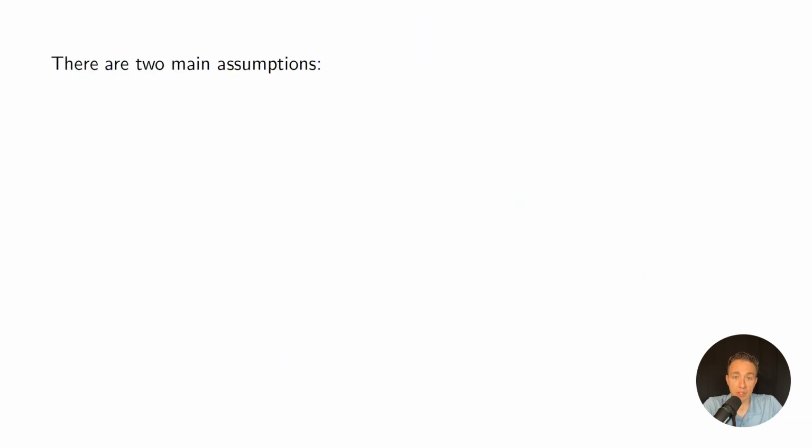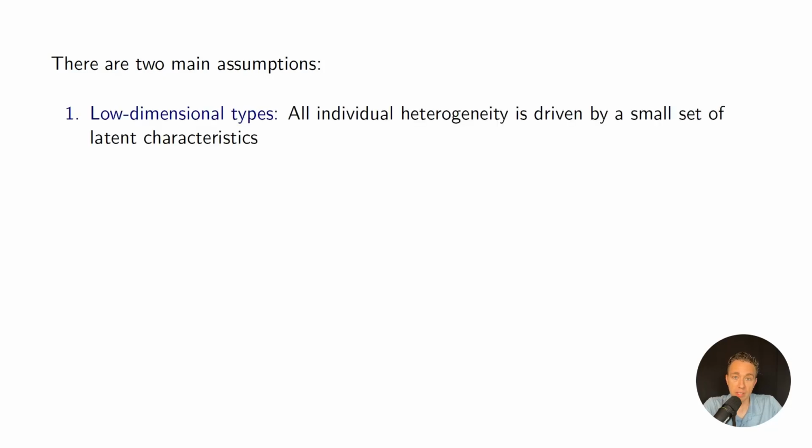And there's two main assumptions that go into using this model. So one is that there's a low dimensionality to the types. So we just kind of covered that already, that even though I have continuous unobserved heterogeneity, that's all driven by some small set of latent characteristics. So this is not unlike the factor model assumptions that there's some low dimensionality driving the unobserved heterogeneity.